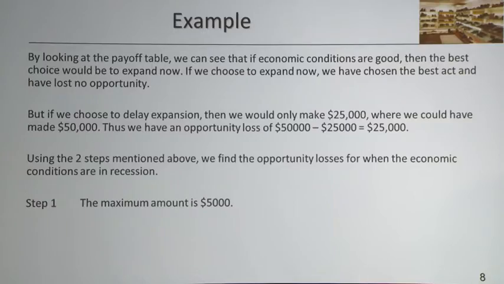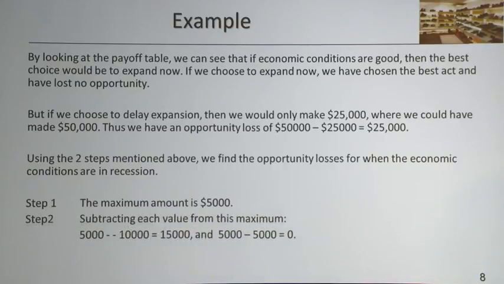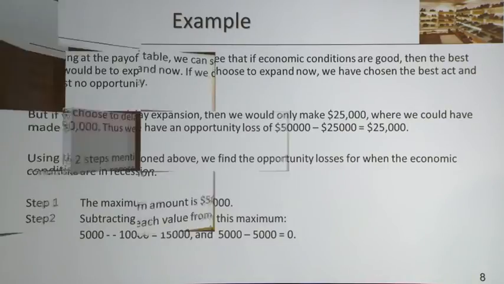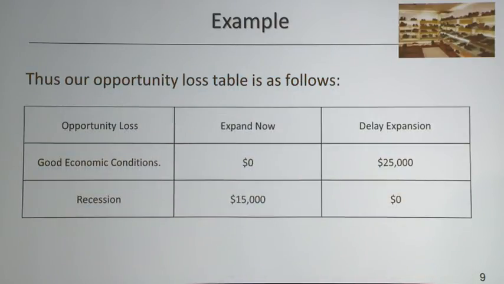Using our two steps mentioned above, we can do the same for when the economic conditions are in recession. The maximum amount is 5,000 when we delay. Subtract each value from its maximum. So 5 minus 10 is 15. 5 minus 5 is 0. So here's our opportunity loss table. The basic shape is exactly the same as our payoff table, but we have our opportunity losses. You notice that we have at least one 0 in each row, because one number is the maximum, and there's no negatives.